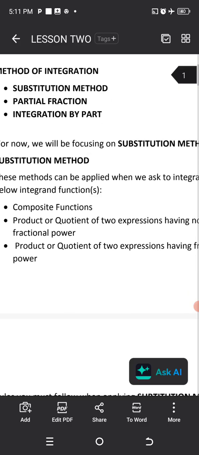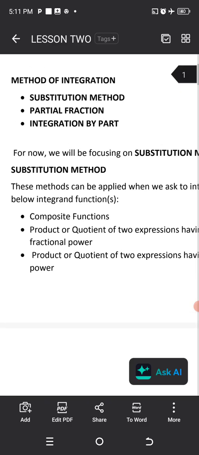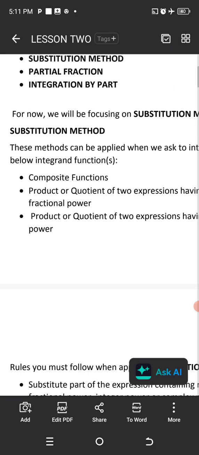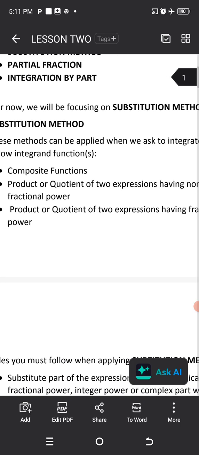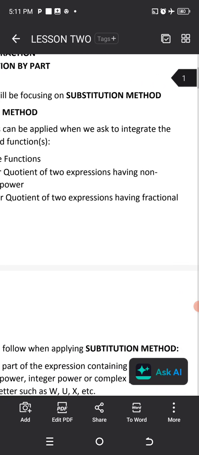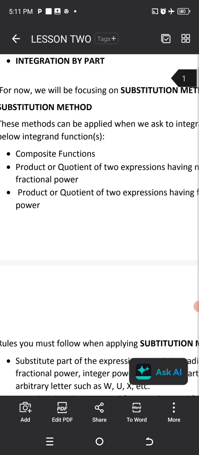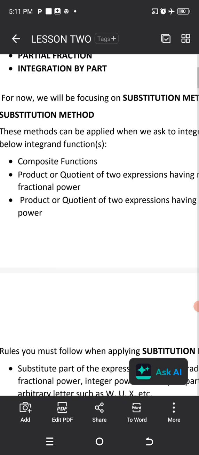So when can you apply the substitution method? This is when you are dealing with a composite function, a product or quotient of two expressions having non-fractional power, and a product or quotient of two expressions having fractional power. What do you understand by product? That is when you are multiplying two different functions. Quotient simply means when you have a fraction of two different functions. And a composite function is a function of a function.